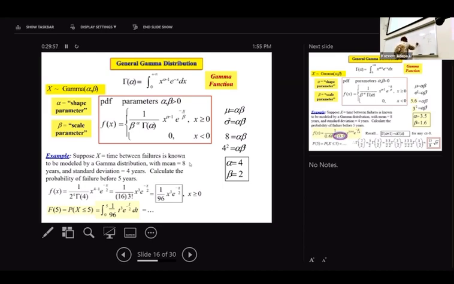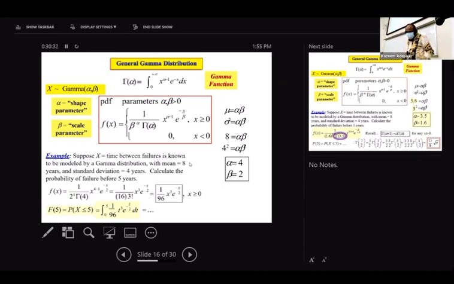Now you solve these equations simultaneously to obtain your alpha and beta. When you solve it, I got alpha equal to 4 and beta equal to 2, because you need the parameters if you want to answer a probability question about any particular distribution. You were given the mean and variance, and you are able to find your alpha and beta by solving the two equations simultaneously.